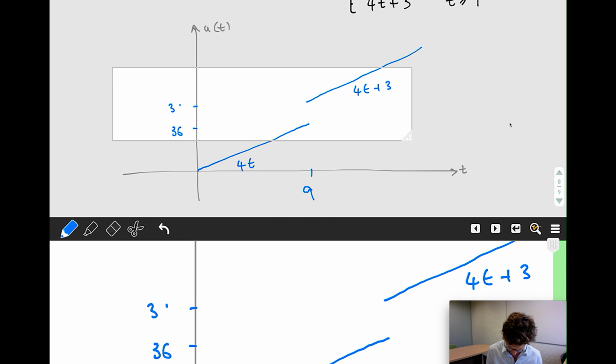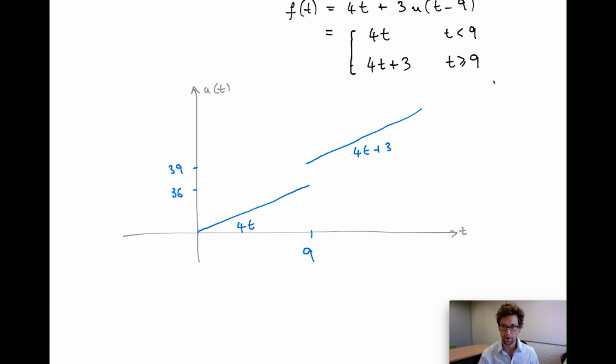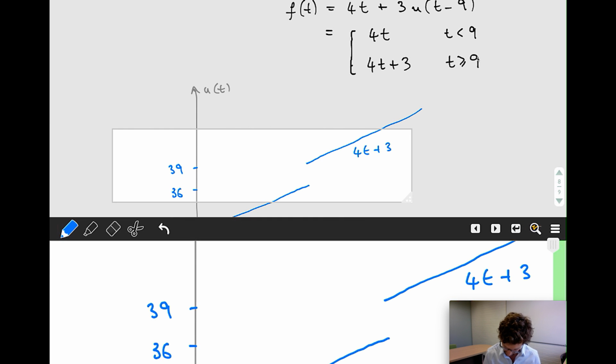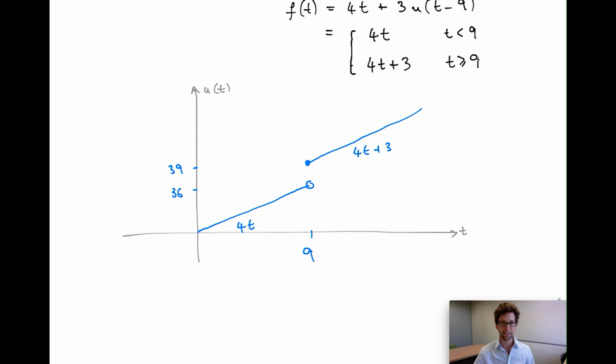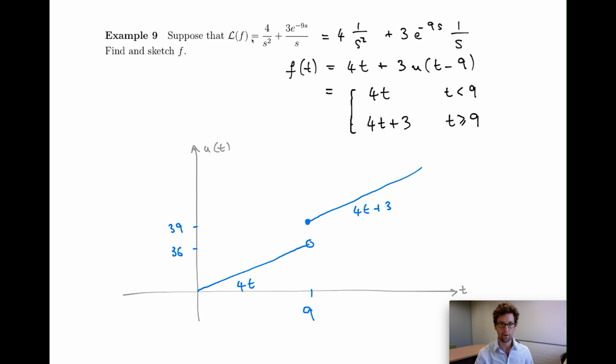And looking again at the definition, you see that I'm not including less than 9 and I am including greater than or equal to 9. So I can tell what to do at my discontinuity. Don't include that point. Do include that point. So that's what the sketch of the inverse Laplace transform of this function looks like. So we're going from a continuous function of s to a discontinuous function of t.